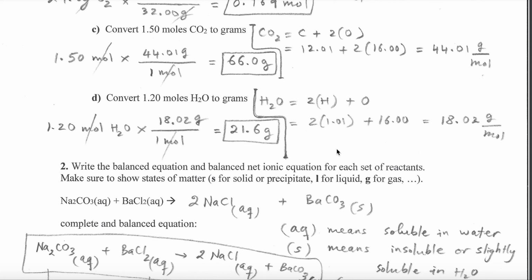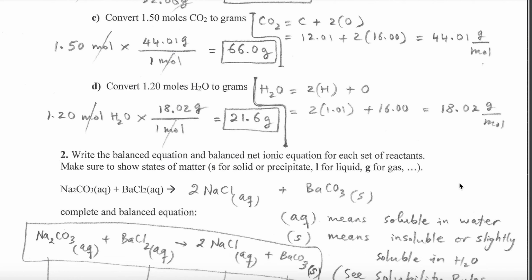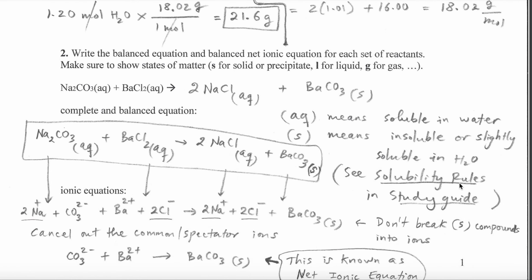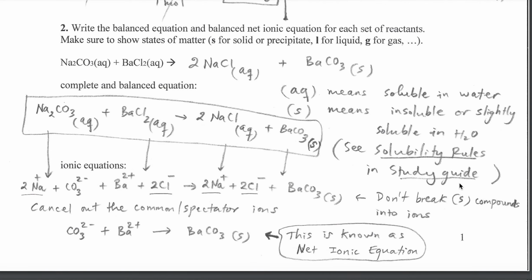All right, the second major concept is about chemical reaction equations, and we need to be able to balance the chemical equations, break aqueous compounds into ions, and then cancel out the spectator or common ions to achieve the net ionic equation. And here it is. Let's say we have sodium carbonate aqueous, meaning soluble in water, plus barium chloride aqueous, also soluble in water.